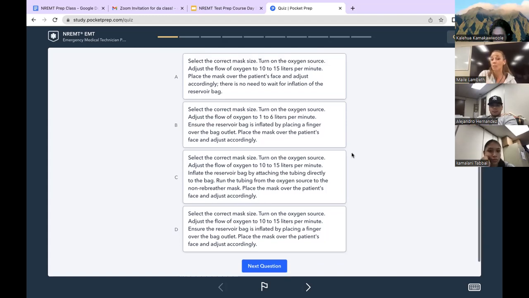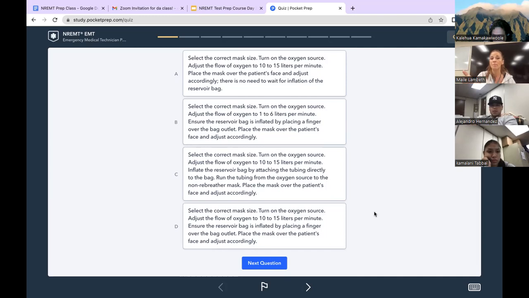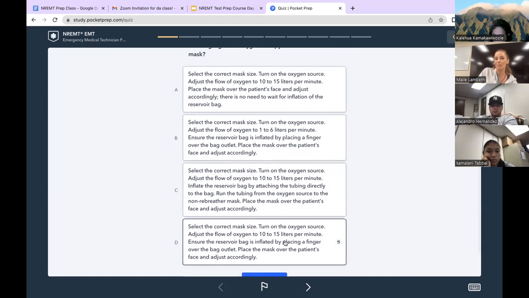So that would just leave us with D, right? Correct mask size, turn on your O2, adjust your flow 10 to 15, reservoir bag is inflated. We know we have to put our fingers over the bag to inflate it, put it over the patient, adjust. Okay, good, makes sense?